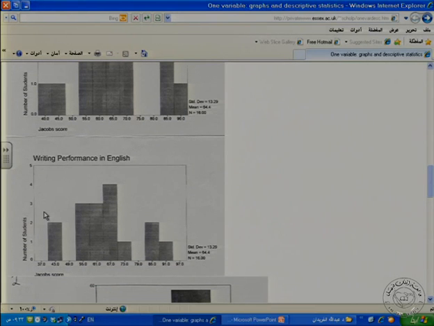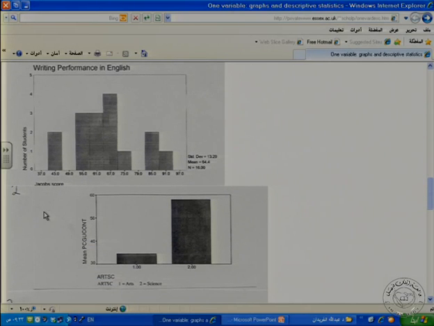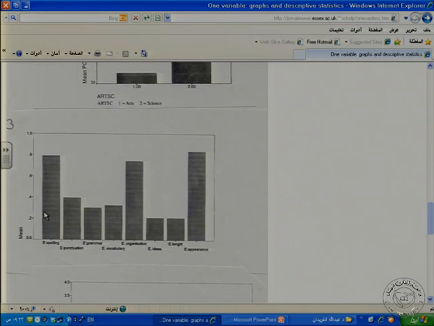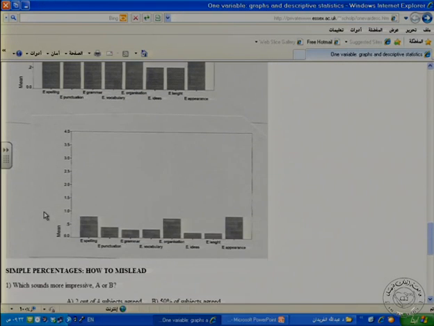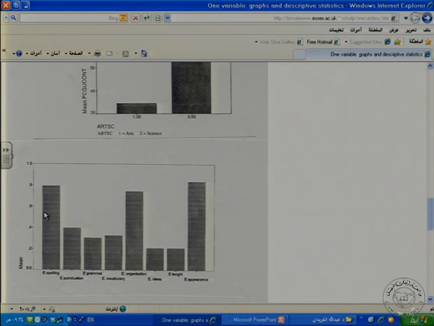So here is another way of showing the same thing, writing performance in English. These are examples about different things, and it shows us these graphs and how to explain them.